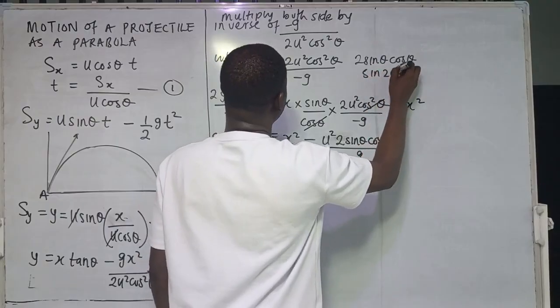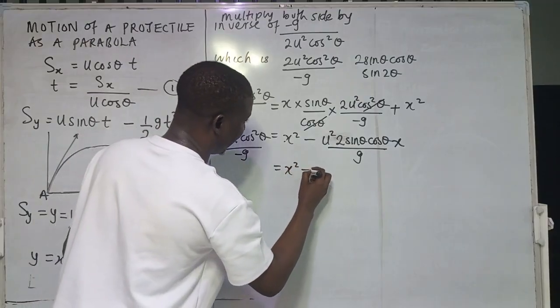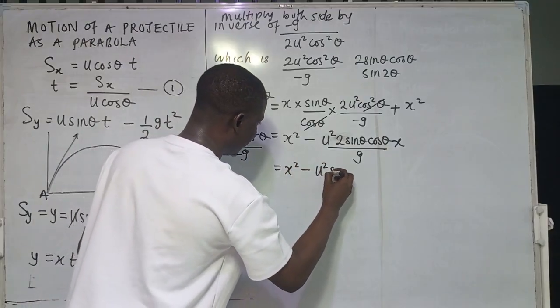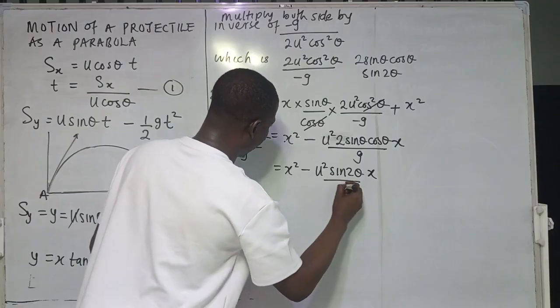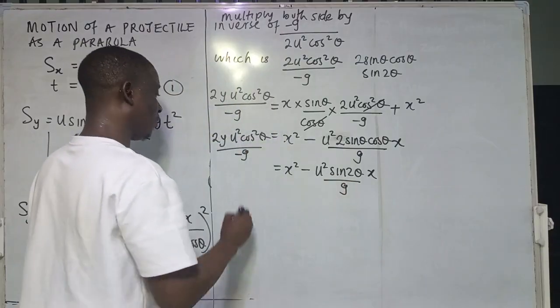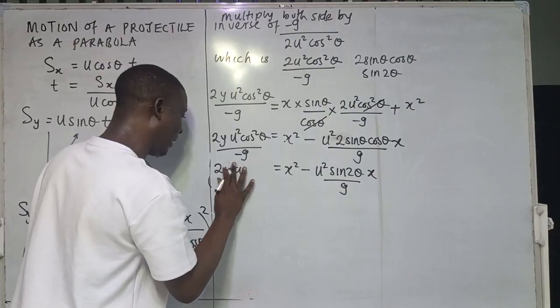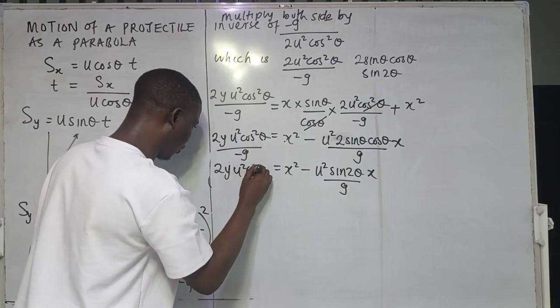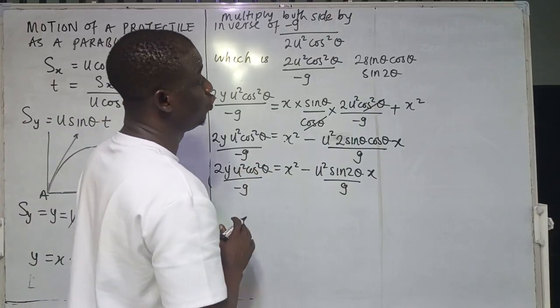Sin 2 theta in mathematics. Don't forget, if I put it there, I would have s square minus u square sin 2 theta to replace this one, over g. Now, which is the same thing as 2y, 2y u square cos square theta over minus g. Now, what do we do?